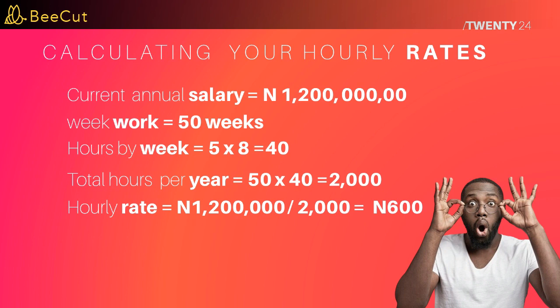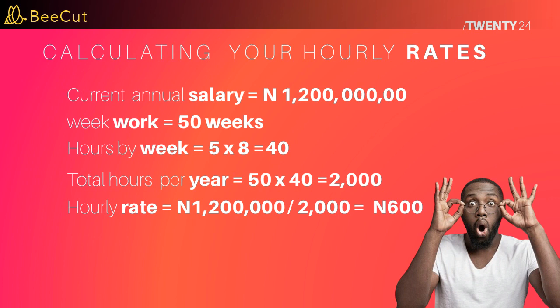So assuming your current salary is 100,000 monthly, that would translate to 1.2 million yearly. For a year, you have a total work week of 50 weeks, out of the 54 weeks. In hours per week, you work 5 days a week, 8 hours per day, that will translate to 40 hours per week. Our total hours per year will be the number of weeks, 50, by the number of hours per week, 40. You end up with something like 2,000 hours per year. So that is what you work per year, 2,000 hours.